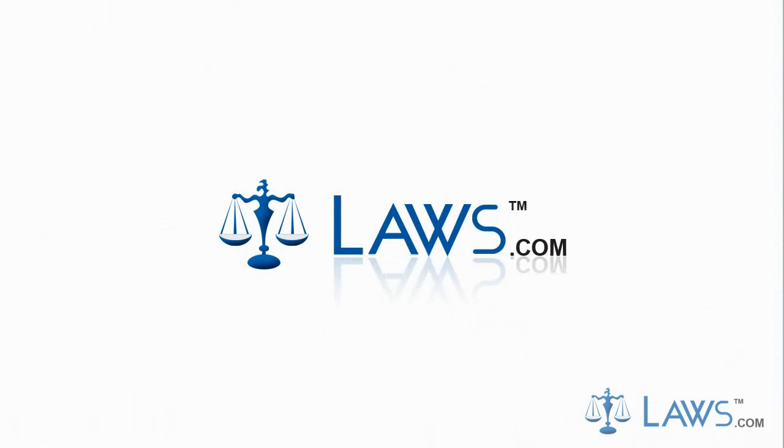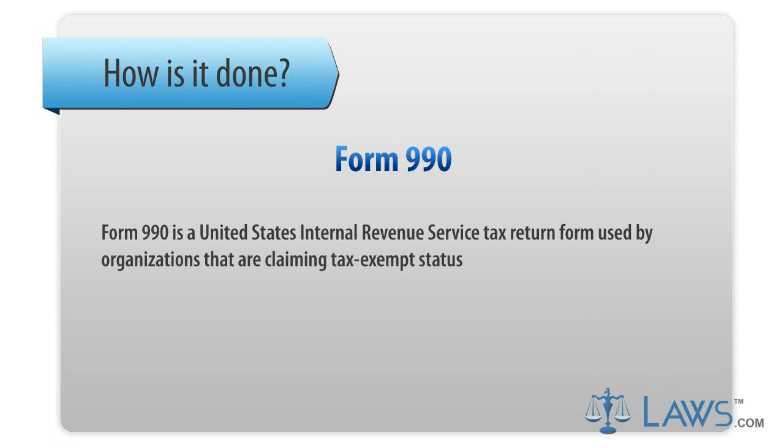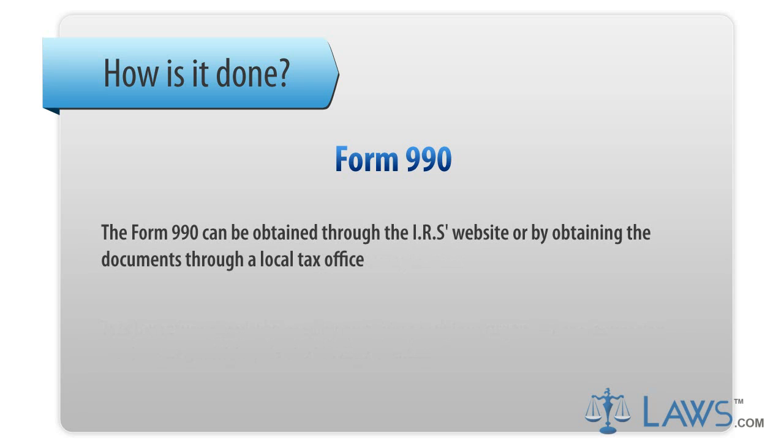Laws.com Legal Forms Guide. Form 990 is a United States Internal Revenue Service tax return form used by organizations that are claiming tax-exempt status. This tax return should be used by qualifying religious organizations, education services, or qualifying charitable organizations. The Form 990 can be obtained through the IRS's website or by obtaining the documents through a local tax office.